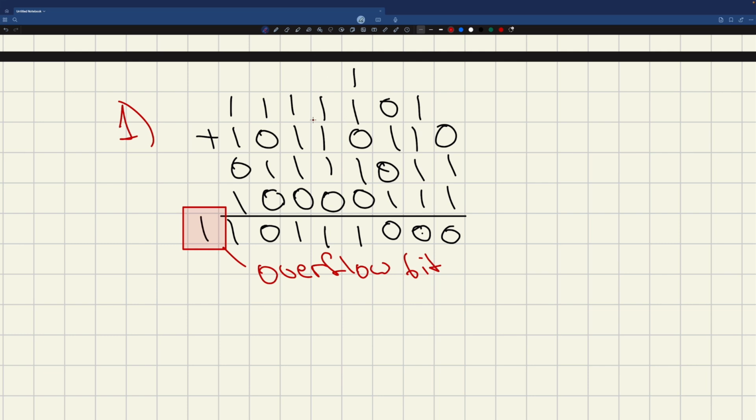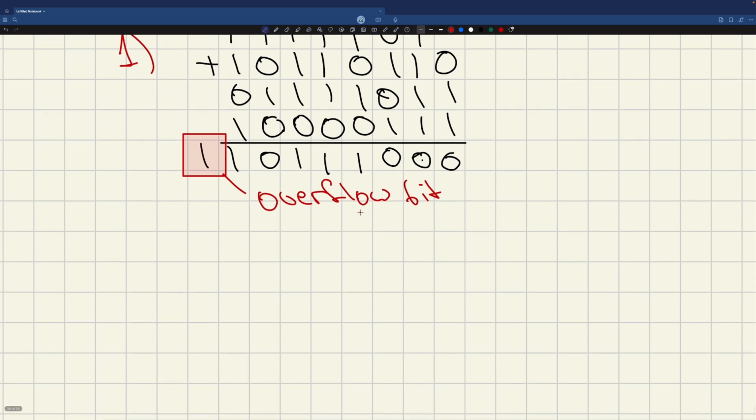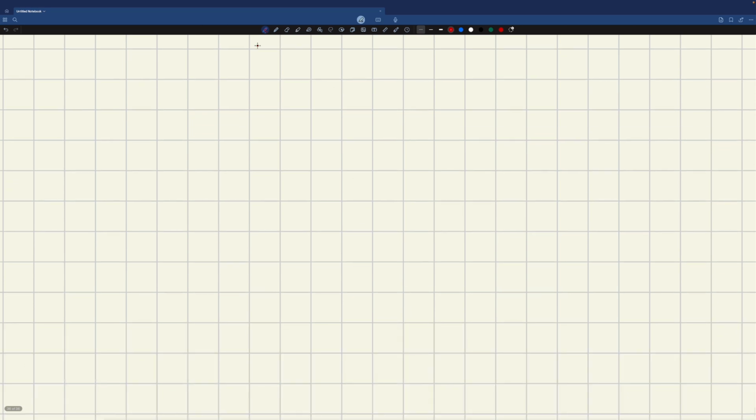So yeah. Okay. So is there anything else to binary addition? I don't think there is.